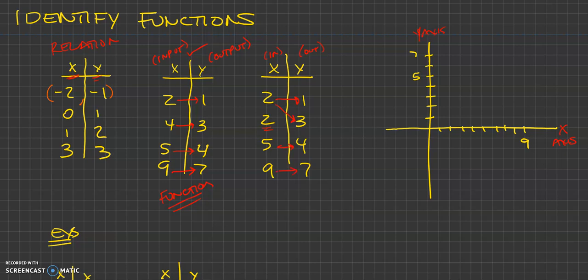All right, now this is a problem. This is not a function. Now why is it not a function? Because this 2 has to give you a distinct output. It cannot give you two different numbers.